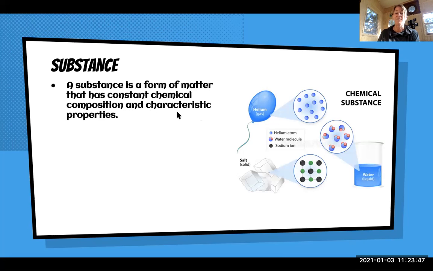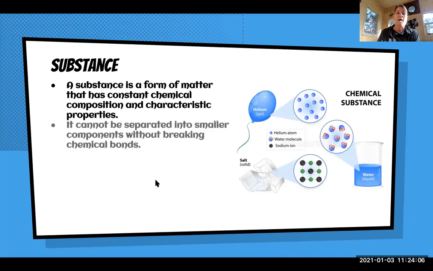That substance is going to have some really characteristic properties. So right here, we see some different types of chemical substances: helium gas, which has its own properties and chemical composition; water, which has its own properties and chemical composition; and salt. So we're showing the gas, liquid, solid options here. We can't separate this substance into smaller components without breaking chemical bonds, which means without doing a chemical reaction. So these, again, are the smallest unit, a molecule of these different substances.